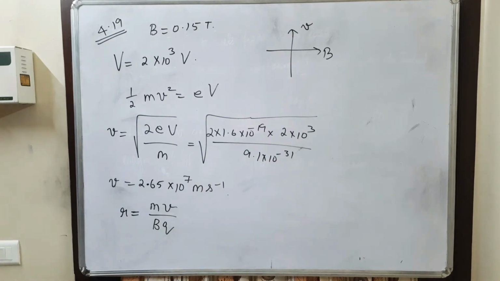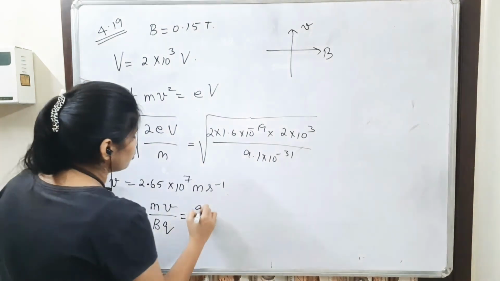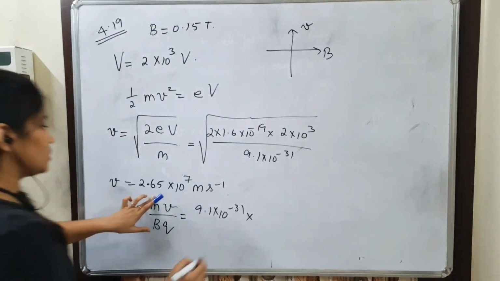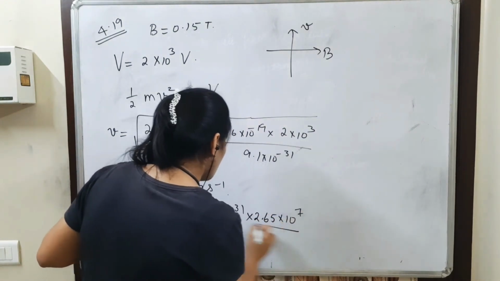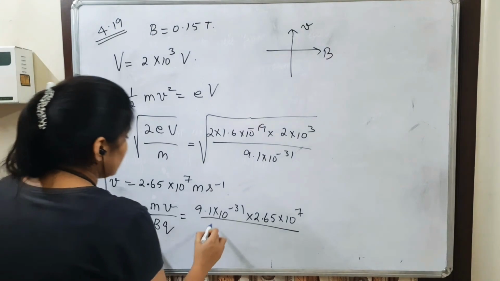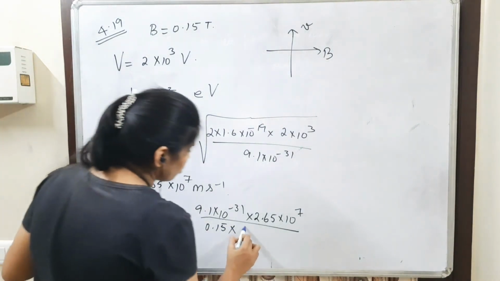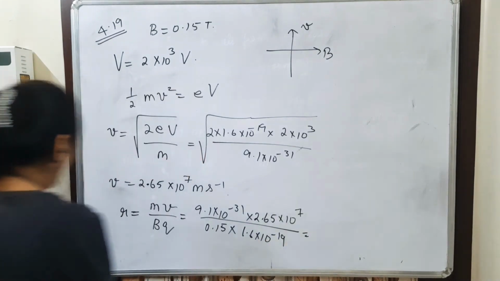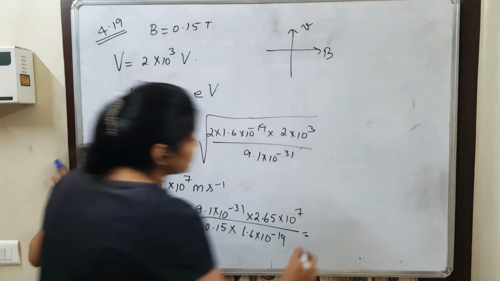Now in mv by bq, what are the parameters that are given? We substitute: 9.1 10 power minus 31 into v. V is this 2.65 into 10 to the power of 7, divided by b. B is 0.15 into Q. Q is the charge of the electron, that is 1.6 into 10 power minus 19 coulomb. So the answer is the radius of the electron is approximately 1 millimeter.